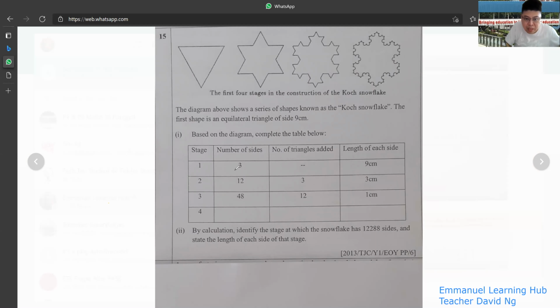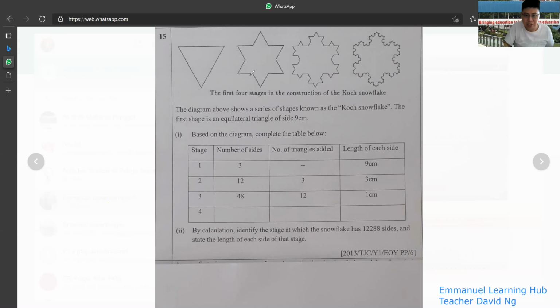So you have stage 1, number of sides is 3 sides. Number of triangles added. Okay, there's no triangles added, because this one is saying number of triangles added, not number of triangles. So there's no additional triangles added. Therefore, it's a dash here. And length of each side is 9 cm.